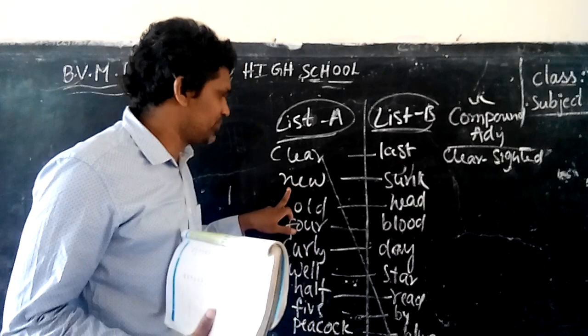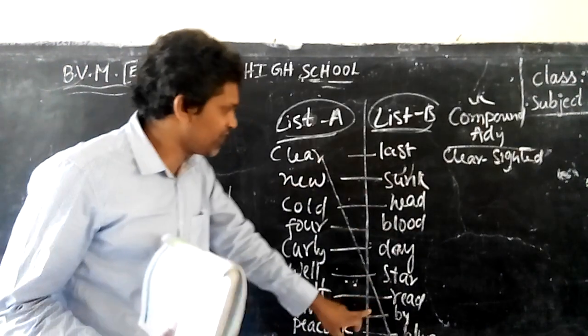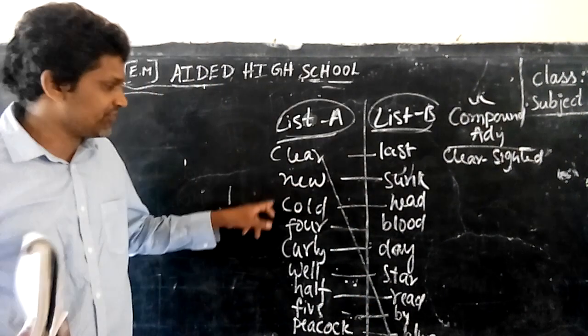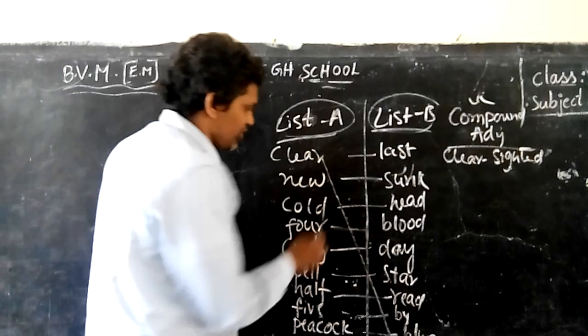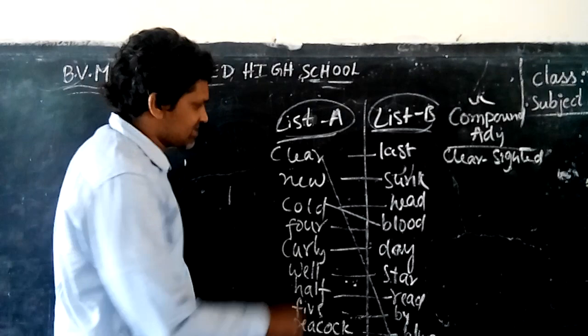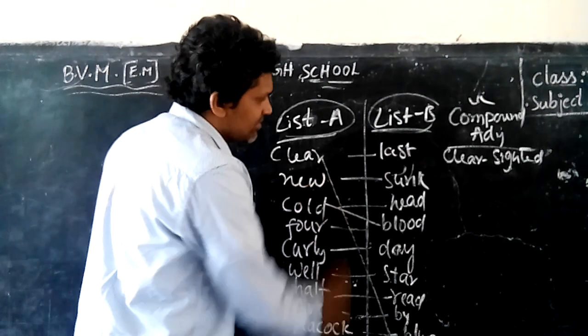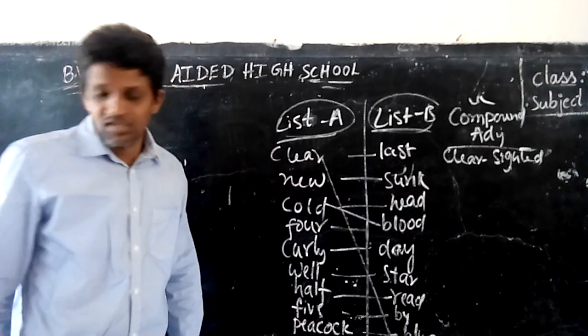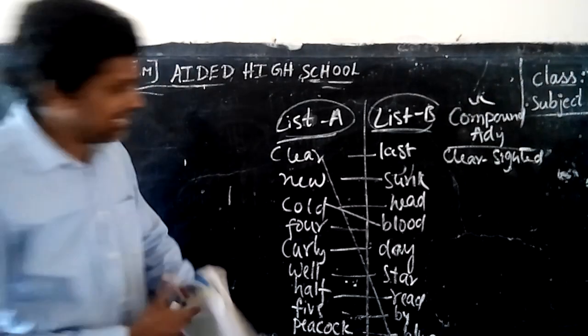Next one, new. So which word is suitable for new? Which word is suitable for cold? So we know about cold-blooded mother. Next one, new. Next, come on. So try to do them. New, laid.